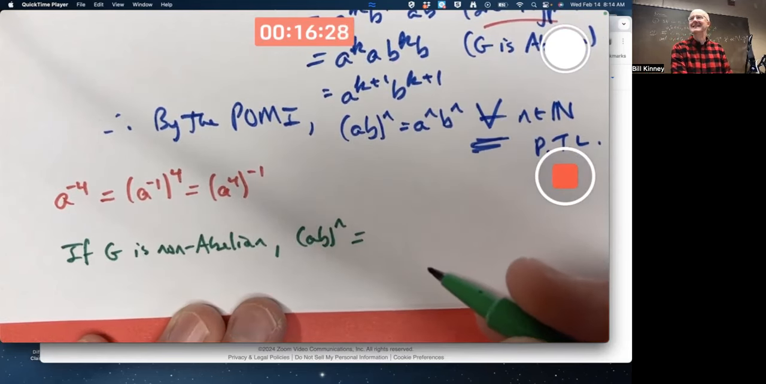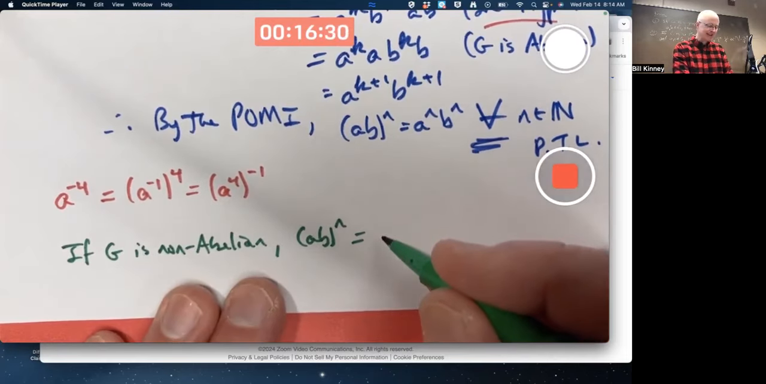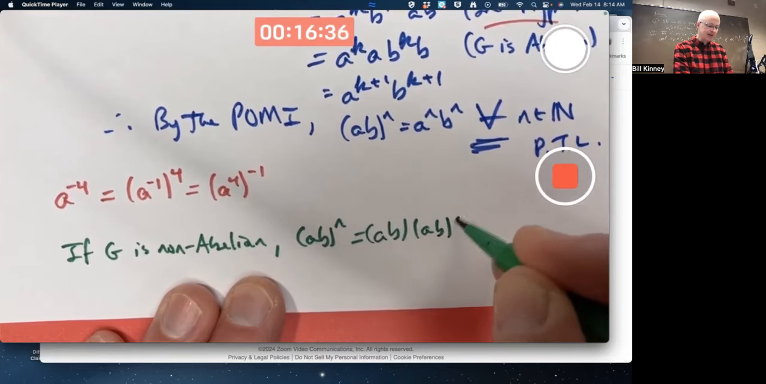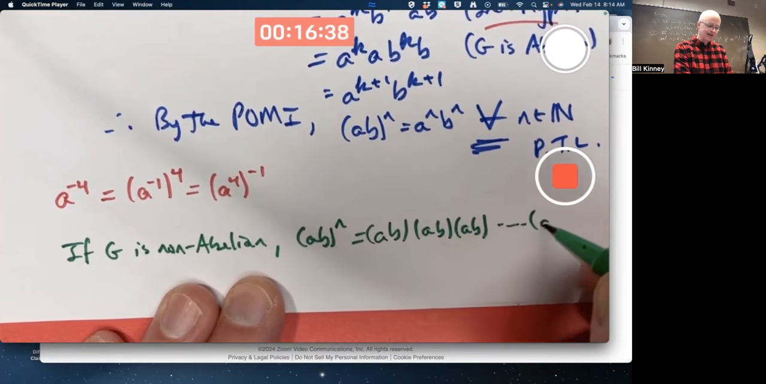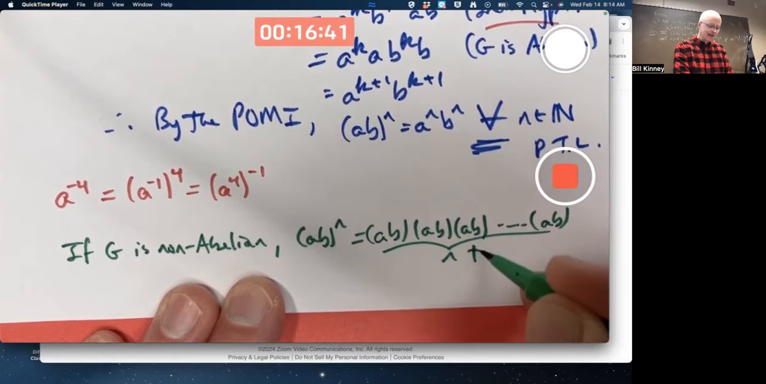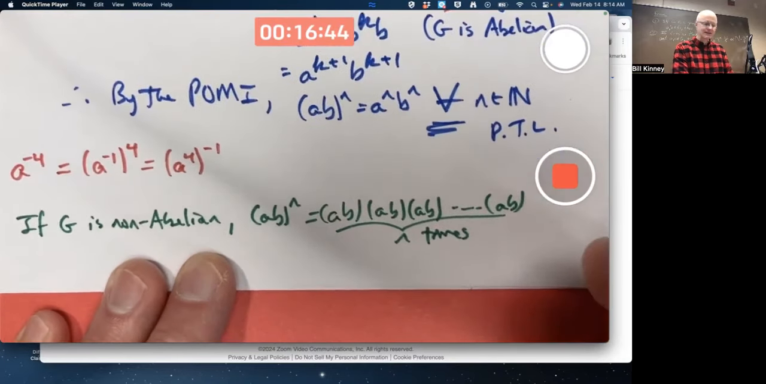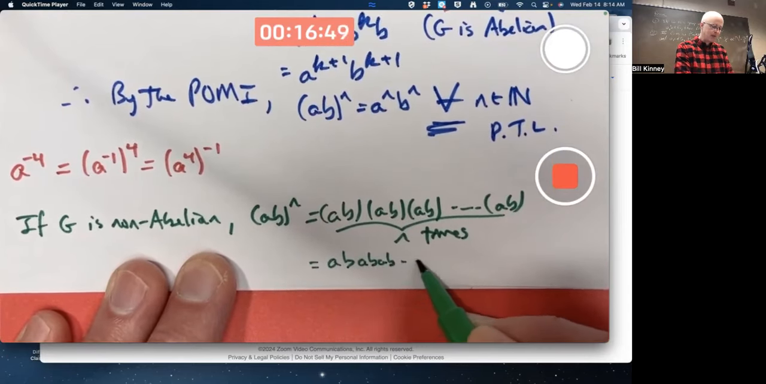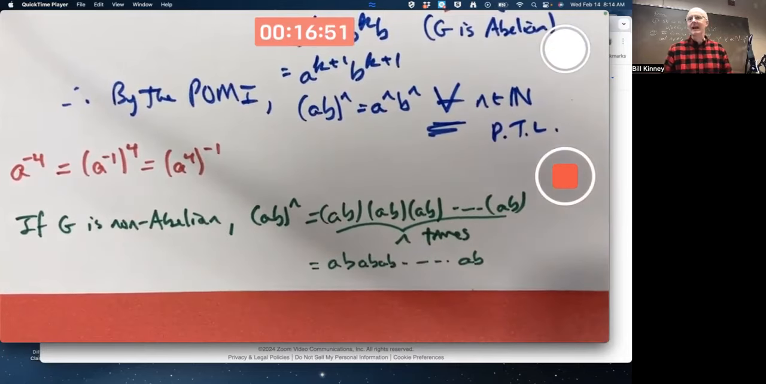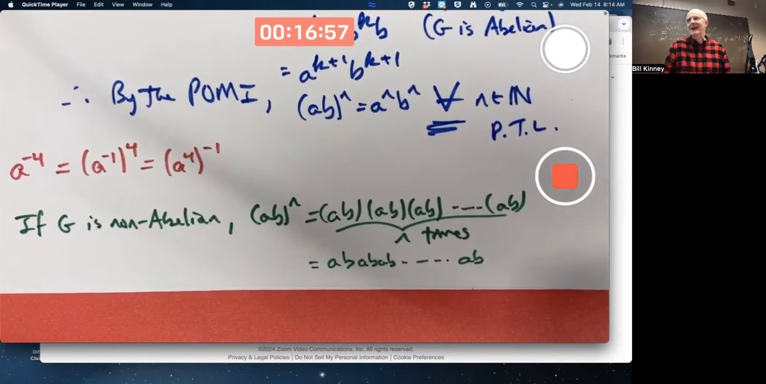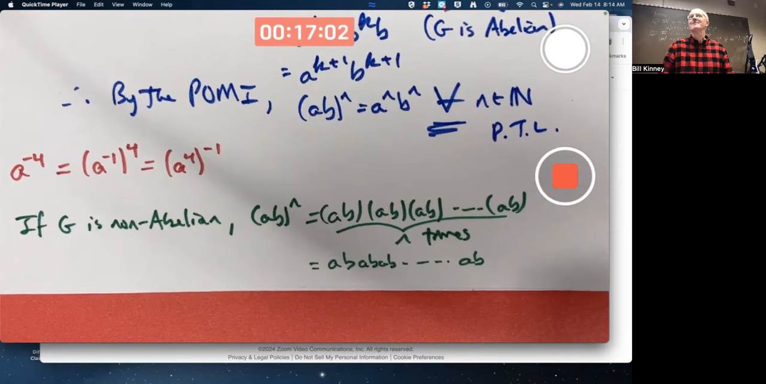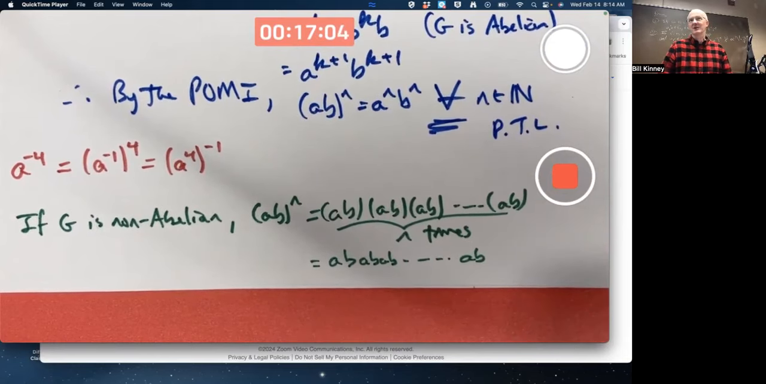Well, you can't really say much here beyond essentially saying it equals ab times itself n times, if n is a positive integer. Technically, you can get rid of all those parentheses and write ab, ab, ab, ab, and so on, ab, where there are n a's and n b's. But that's not very insightful. Like, how do you simplify that? In some circumstances, it can be simplified. But in the abstract, that's really all you can say.